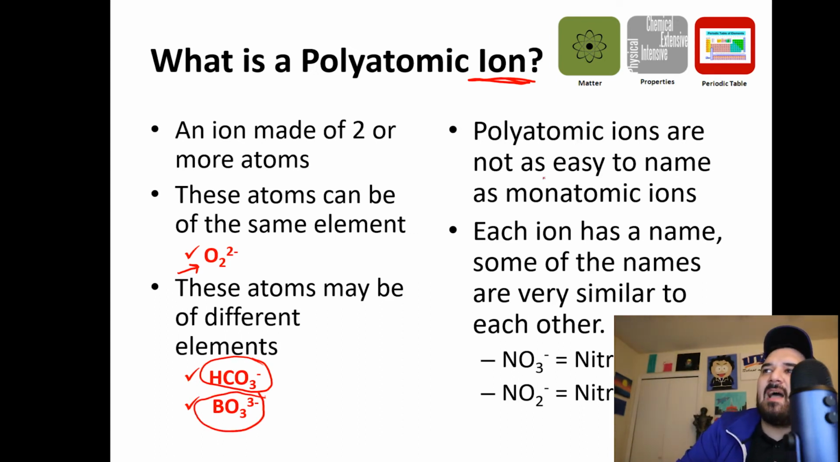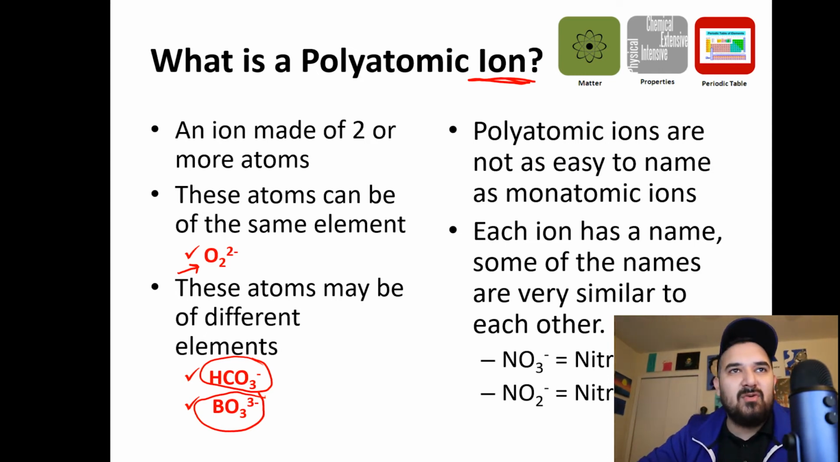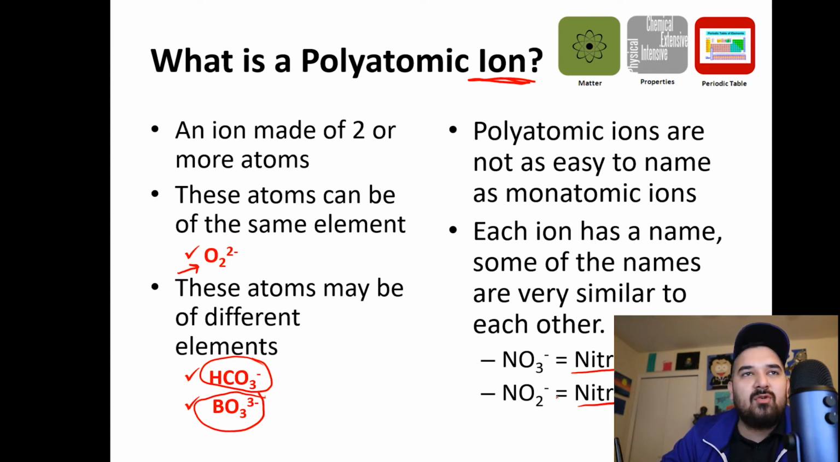And polyatomic ions are not as easy to name as monoatomic ions. So luckily for you, you don't have to learn how to name these. The names are always going to be given to you. You just have to look at the chart on the back of your periodic table. Each ion has a name. Some of the names are very similar to each other. So nitrate is going to be NO3-, and then nitrite is going to be NO2-.